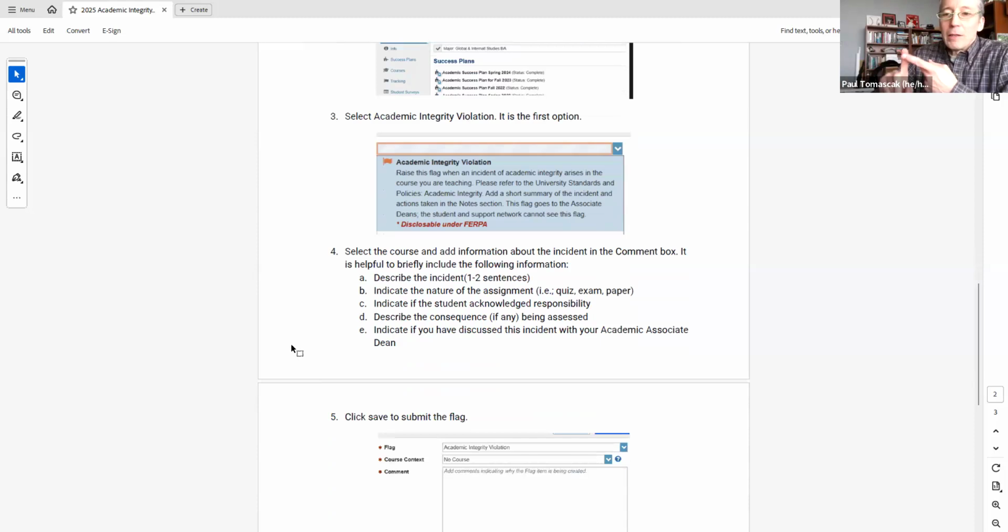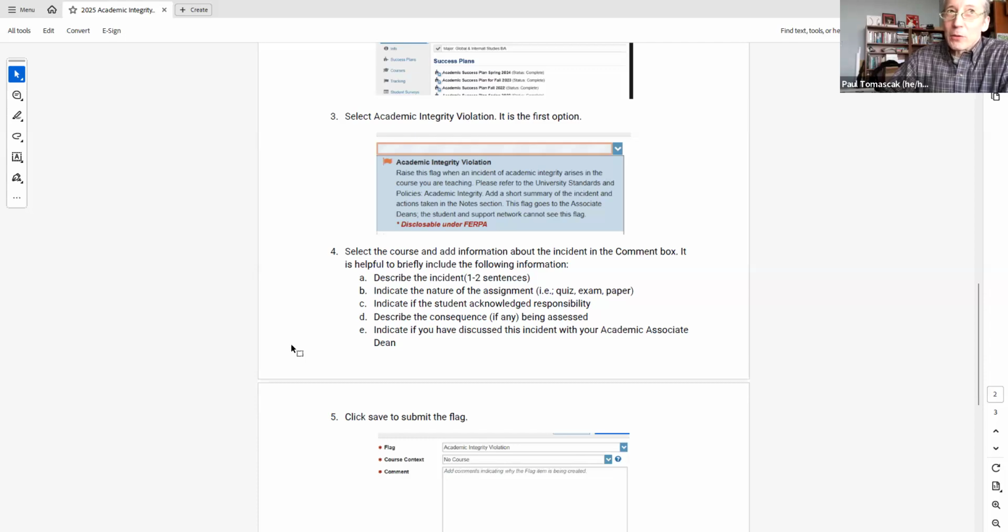One is an incredibly brief, hopefully, description of the incident. We're talking a couple of sentences. We would like to see something about what the nature of the assignment was. Are we talking on the final exam of the course, or a discussion post? Major, minor, whatever. We would like to see whether you have had the conversation with the student and whether they have acknowledged any level of responsibility.